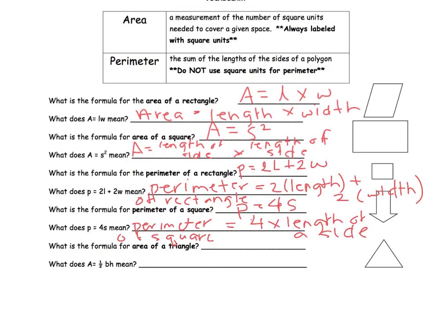What is the formula for area of a triangle? A equals 1/2 BH. What does A equals 1/2 BH mean? Area of a triangle equals 1/2 times base times height.